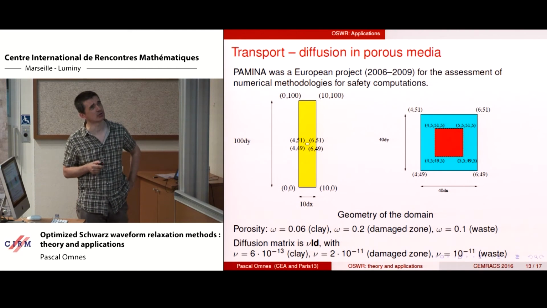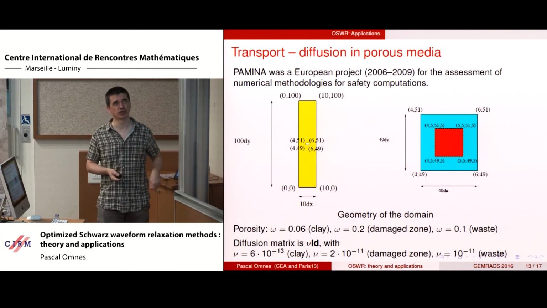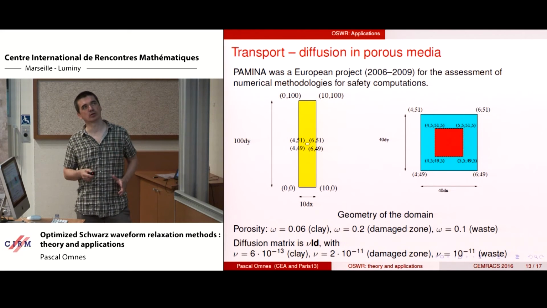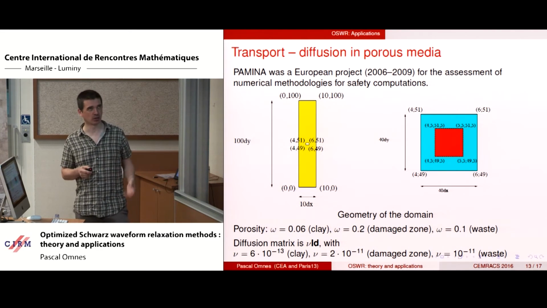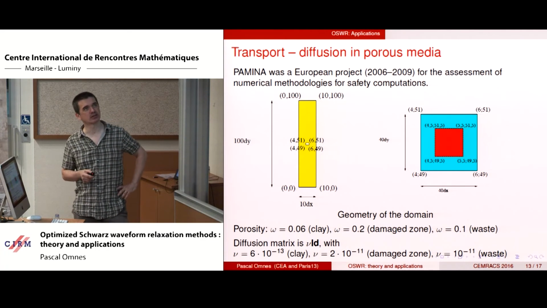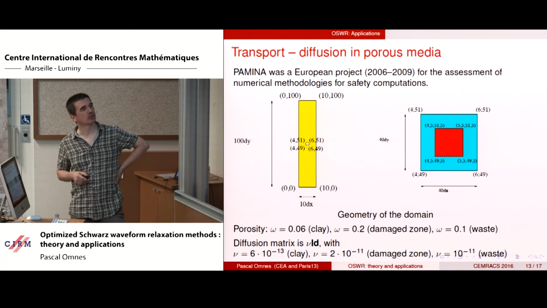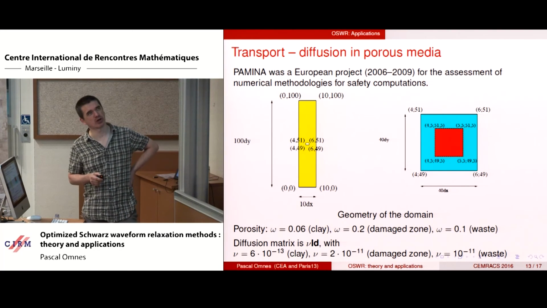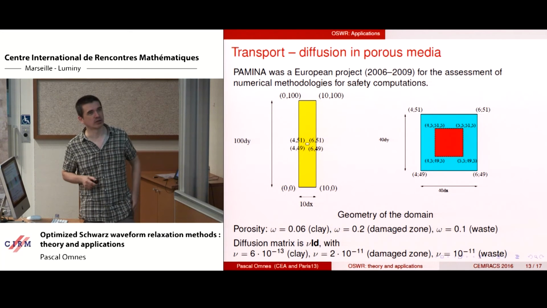Here in the very center, you have a small subdomain where you have the waste and a damaged zone. Because when you dig, you take out the clay, then you put the waste, and then you put back the clay, but this zone is more permeable than the rest of the clay because it has been processed. So we have here the coefficients of the different layers: one layer of waste, one layer of damaged zone, and one layer of clay. So these are the coefficients.